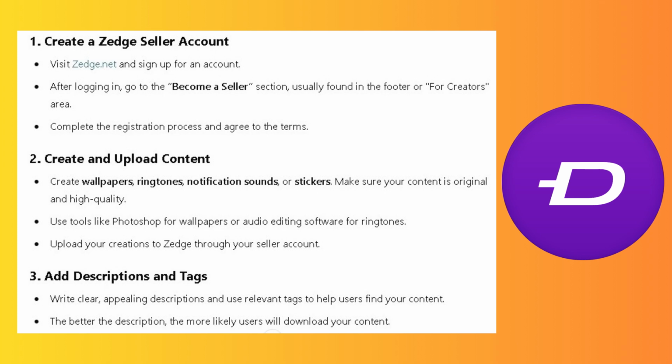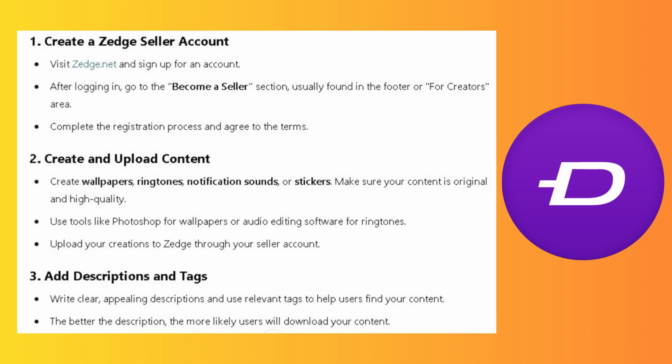Create and upload content. Create wallpapers, ringtones, notification sounds and stickers. Make sure your content is original and high quality. Use tools such as Photoshop for wallpapers and audio editing software for ringtones. Upload your creations on Zedge through the seller account.